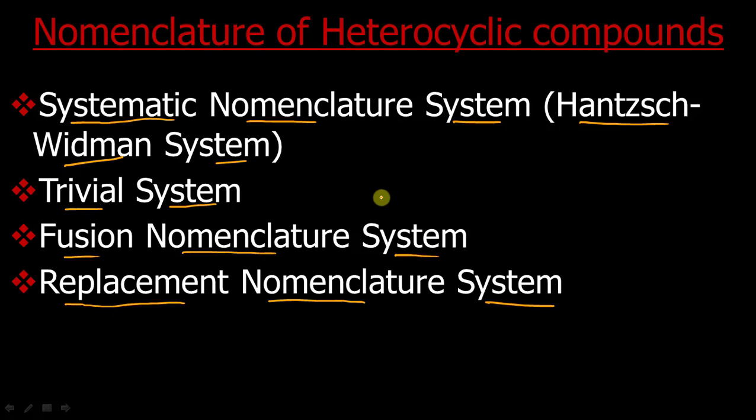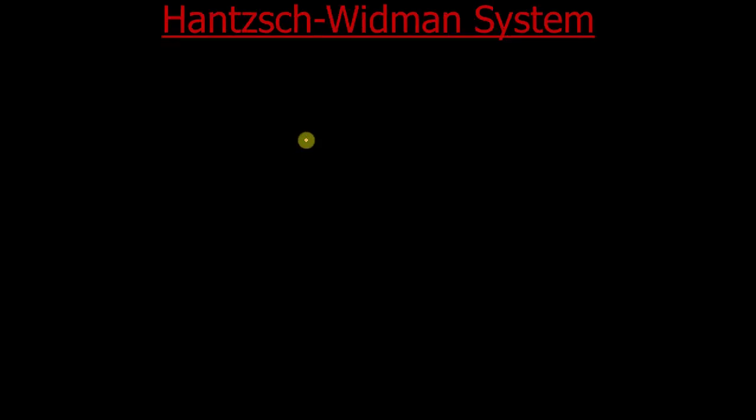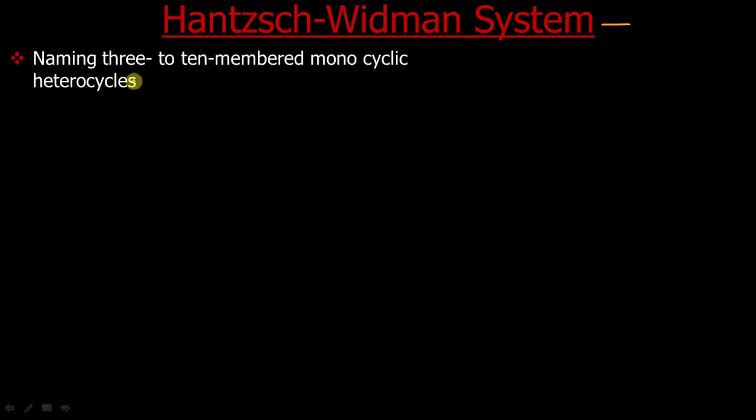So we will discuss all these systems one by one, but today our main topic of interest is the Hans Widman system. So today we will start with this. First let us discuss what are the basics of this Hans Widman system and for which systems it is used. This system is basically used to name 3 to 10 membered monocyclic heterocycles.